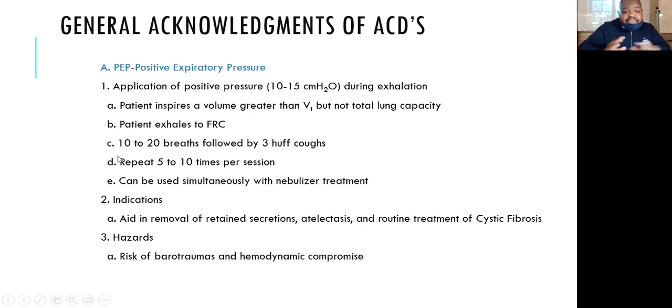You do that 5 to 10 times per session, okay? You can do it simultaneously with a nebulizer treatment. Remember I said, as a therapist, we can look in our toolbox and we can put a breathing treatment in line, so when they inhale the breathing treatment, they're getting the medicine, and then they exhale and get that positive pressure. So you're doing two stones with one bird with that modality, okay?